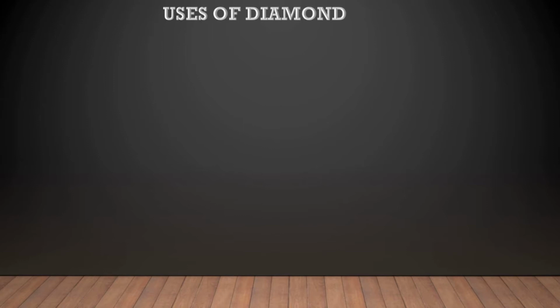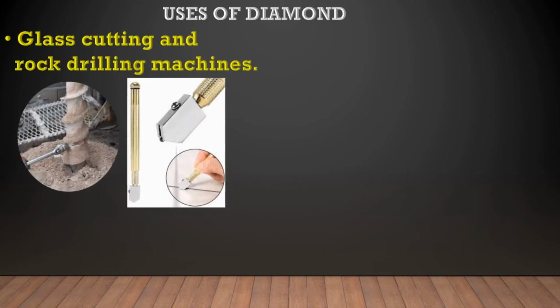Let us discuss various uses of diamond. Diamonds are used in glass cutting and rock drilling machines. Diamonds, being the hard substance, can precisely and accurately cut the glass in any desired shape or form. Small particles of diamond are embedded in saw blades, drill bits, and grinding wheels for the purpose of cutting, drilling, or grinding hard materials.